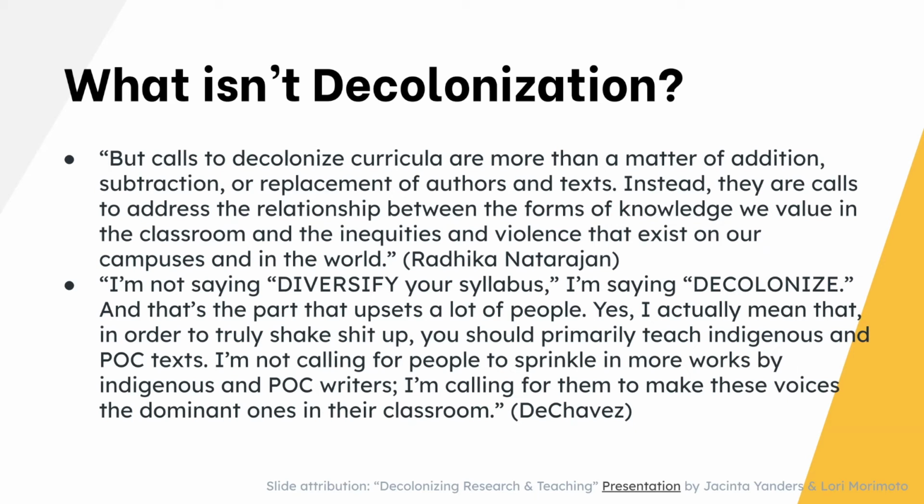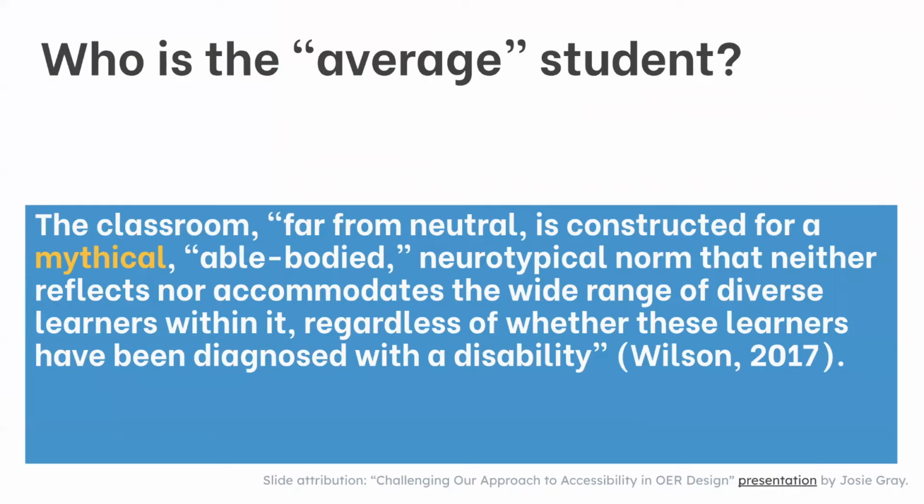The question I would ask is, why do we teach Shakespeare and some of the dead white males? What would our syllabus look like without them? Here's an important thing to consider too. Who is the average student? The classroom, far from neutral, is constructed for a mythical, able-bodied, neurotypical norm that neither reflects nor accommodates the wide range of diverse learners within it, regardless of whether these learners have been diagnosed with a disability.